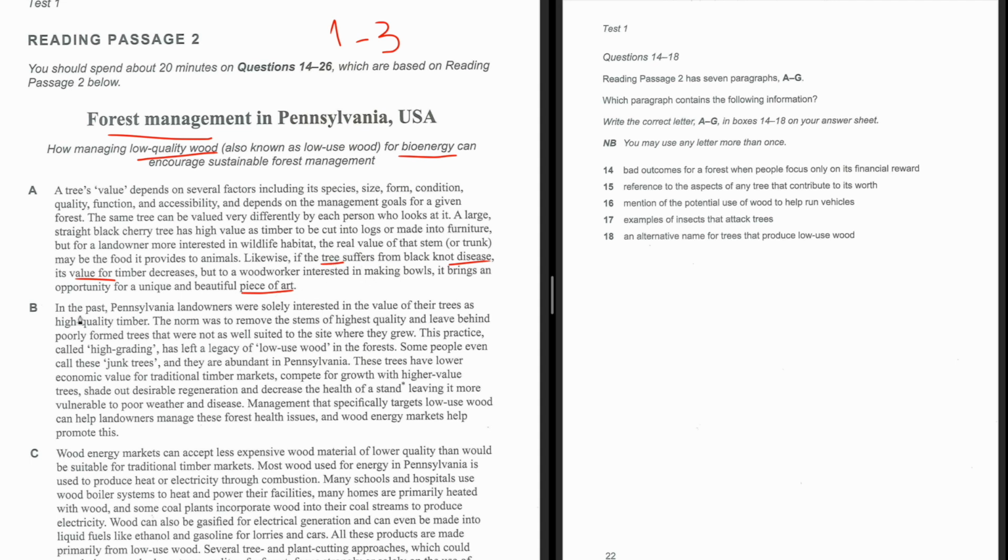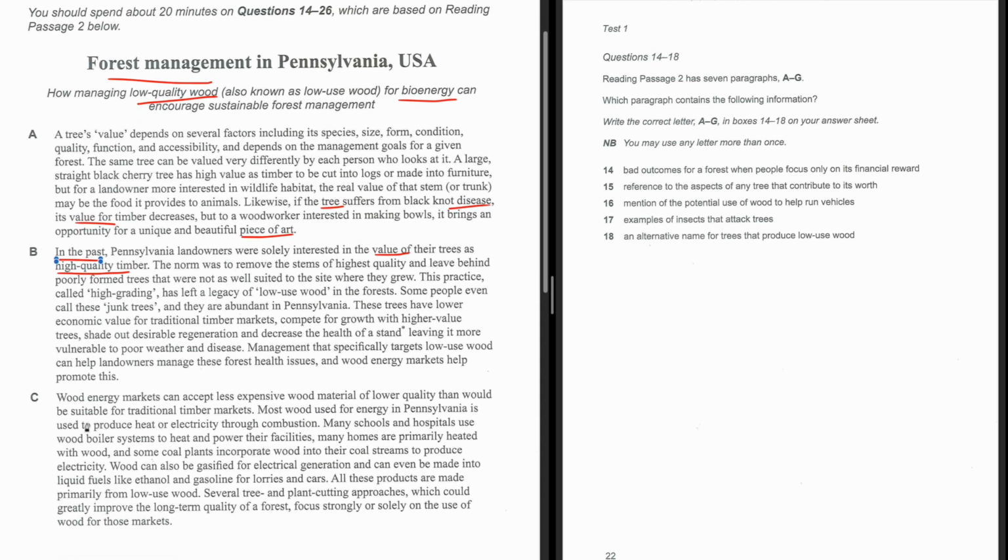In the past, Pennsylvania landowners were solely interested in the value of the trees as high quality timber. Okay, that's what they cared about in the past. They valued the trees only for high quality timber. But what about now? We don't need to read it completely.